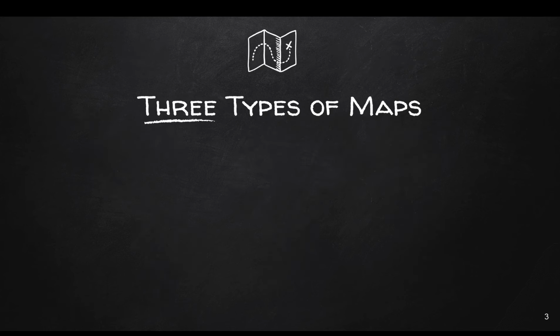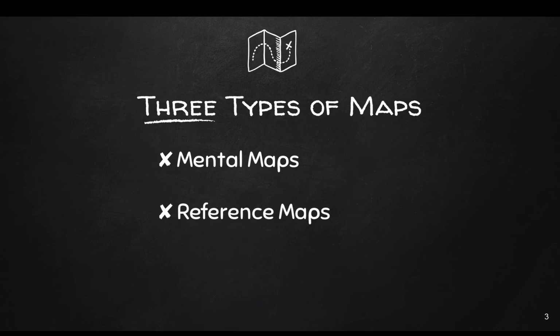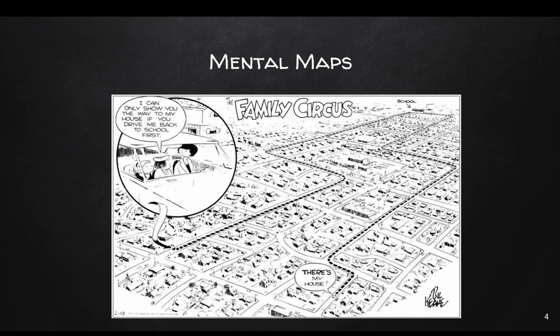There are three general types of maps. There's a mental map, reference maps, and thematic maps. And we'll briefly touch on each one of these in the next few slides.